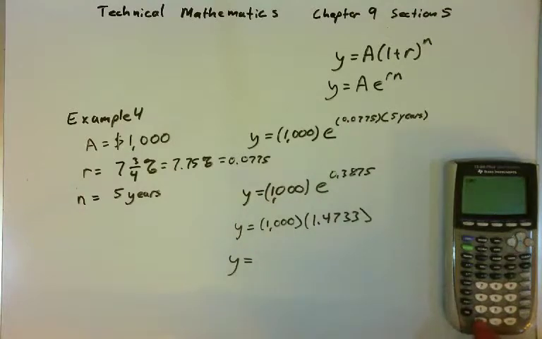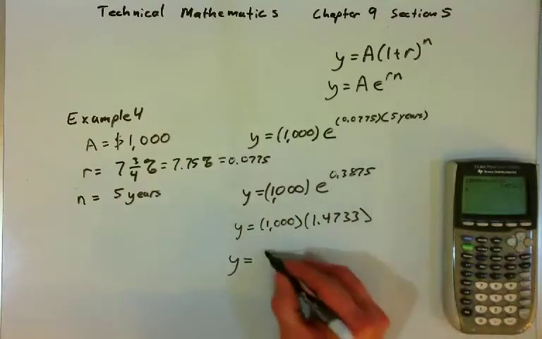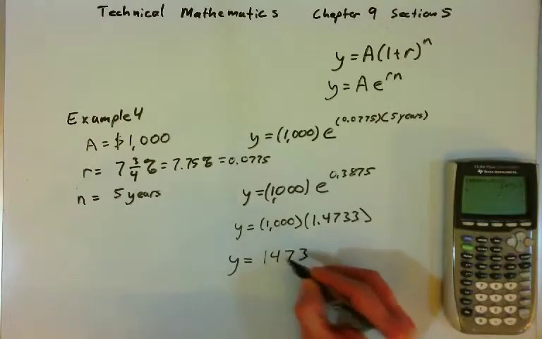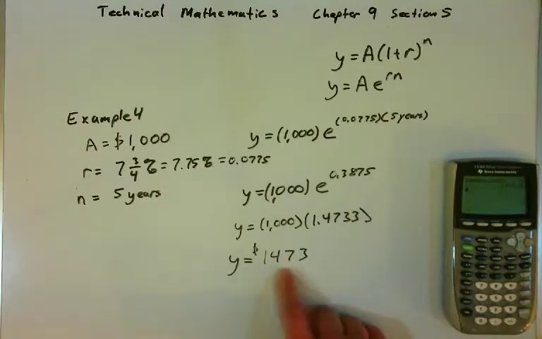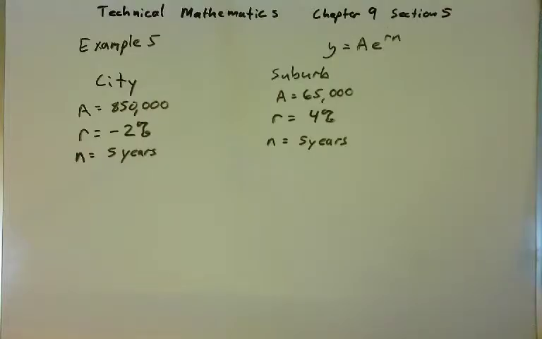So this is how much you will have in your savings account or your investment after that time has passed. So we'll take 1,000 and we'll multiply by 1.4733, and we get 1,473. So at this interest rate, after 5 years, with an initial investment of $1,000, you'll have $1,473. And again, that's the original $1,000 that you had, plus another $473. That's what you've earned.